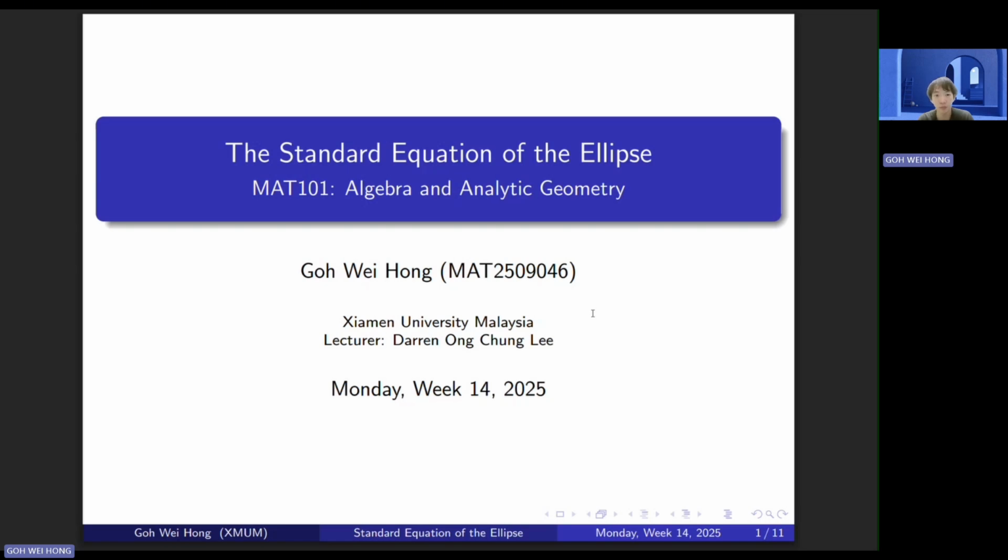MAT2509046. Today I'm going to talk about a very important topic from our MAT101 course, the standard equation of the ellipse.